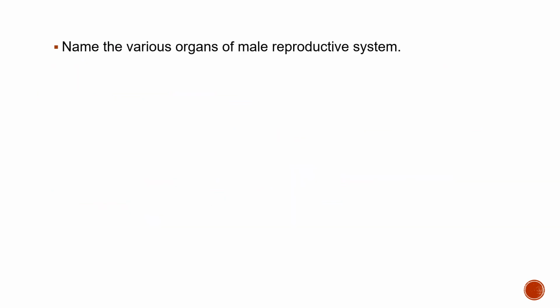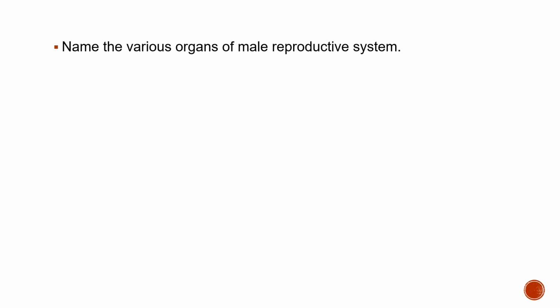Now here comes: name the various organs of the male reproductive system. This you all know. Please write it down. If it is of 3 or 4 marks, name the various organs of the male reproductive system, then you should draw, write and label its parts. Okay, you should draw the male reproductive system, name the organs and label it. And if it is of 1 mark only, you just write the answer.